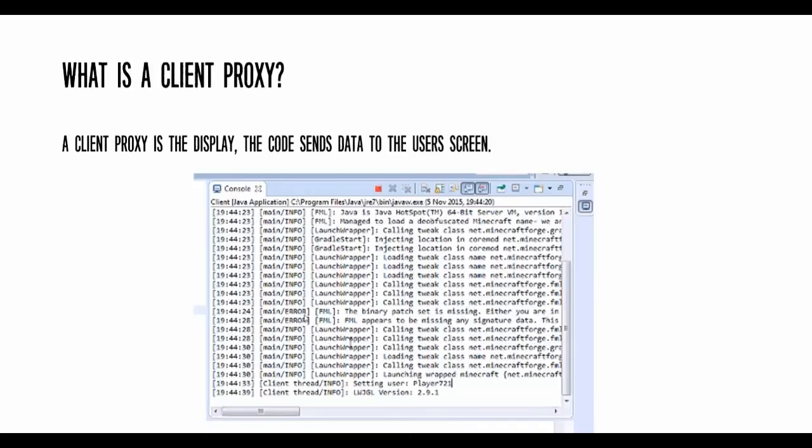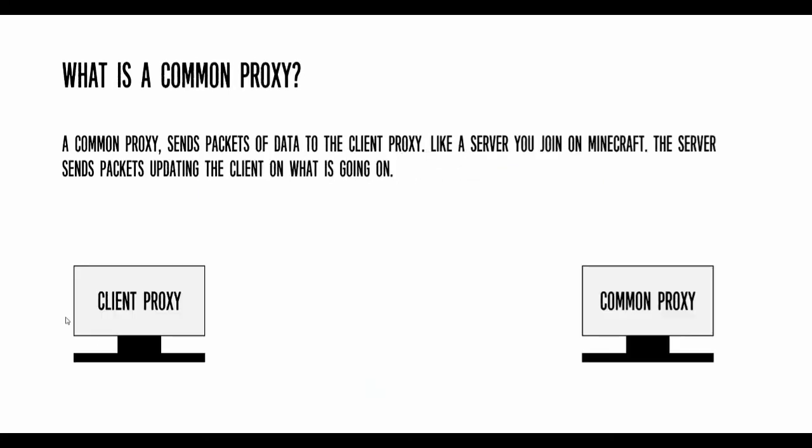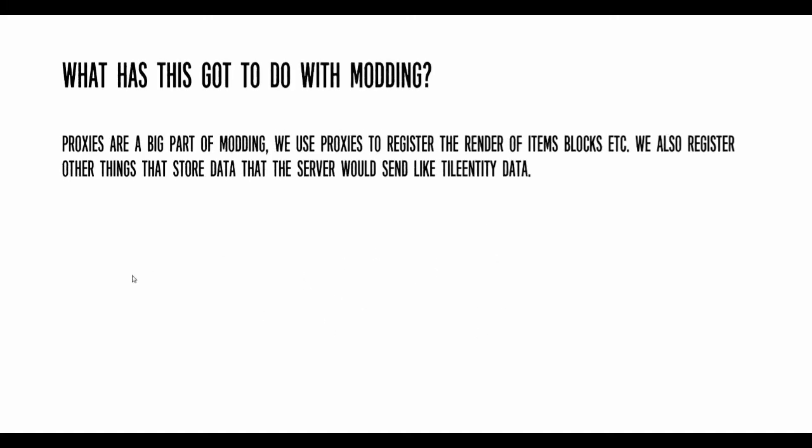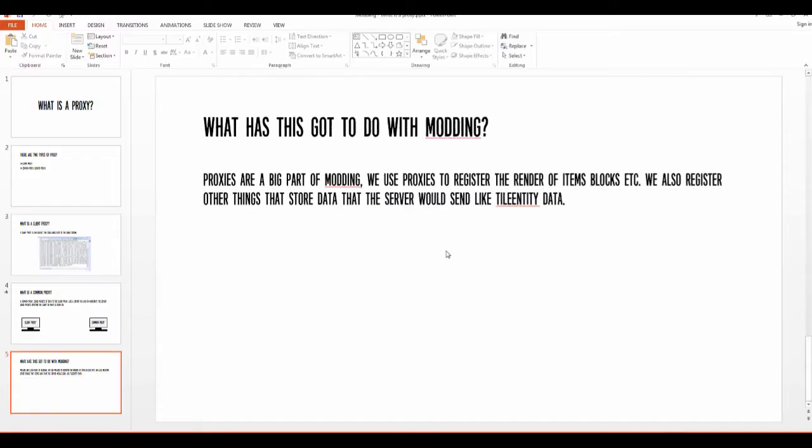So, there's two types of proxy, a client proxy and a common proxy. Client proxy is like the display and the code sends data to the screen. The common proxy sends data to the client proxy, like a server when you go on Minecraft. It's just sending packets of data to you so you know what's going on. And we use this to register the render of items, blocks, and also for tile entities, etc.